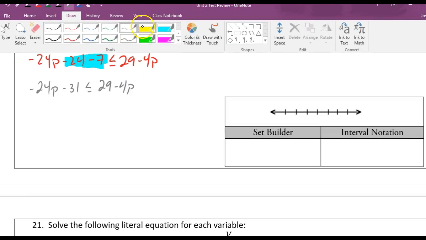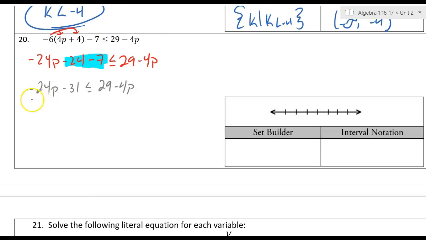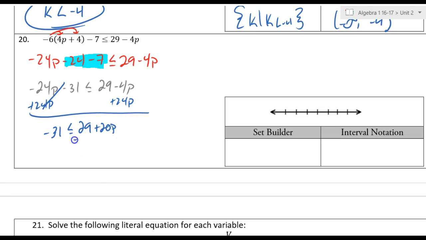So combine like terms, move the variable. I always start with the smaller, which is the negative 24p. So I'm going to add that. Cancels. Negative 31 less than or equal to 29 plus 20p. Got to get the constant away, subtract the 29. You're going to get negative 60 less than or equal to 20p. Divide by the 20, and we're going to get negative 3 is less than or equal to p.